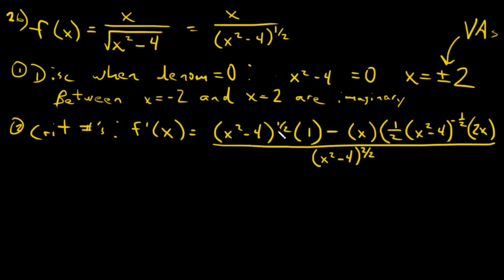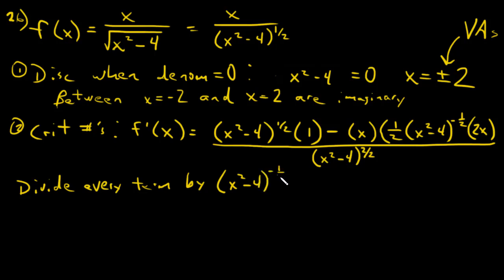Okay? So I'm going to do the same trick that I did before. I'm going to divide every term by what? Yep. I'm going to divide every term by (x squared minus 4) to the negative 1/2 power. So when I do that, I'm going to get f prime of x equals, let's see, this one will become to the first power. This whole thing here becomes a 1, and the bottom becomes 3/2.